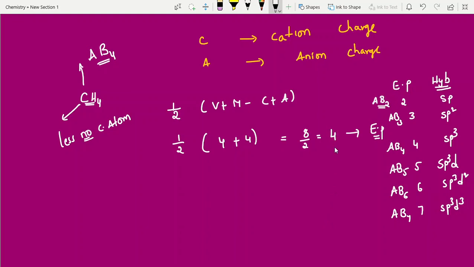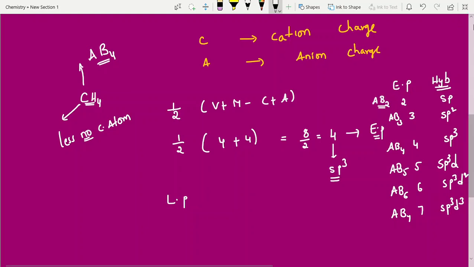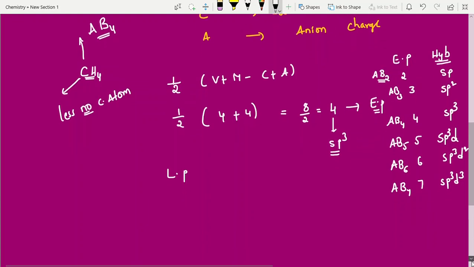Now find out what the hybridization is here. 4 electron pairs, no, students. What is this hybridization? Yes, sp3 hybridization. Clear? And now next, lone pair calculation. Students, I am not explaining the concept separately. With the example, I am covering valence shell electron pair repulsion theory and hybridization, the complete topic.